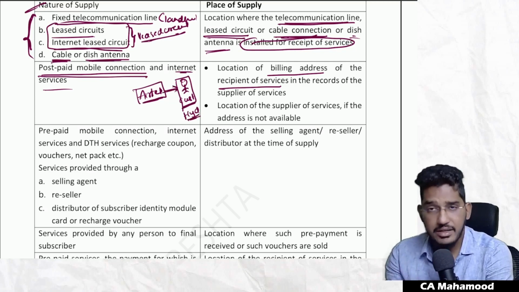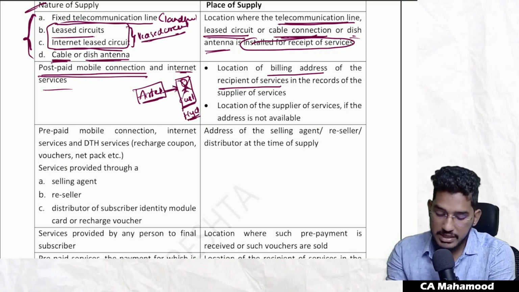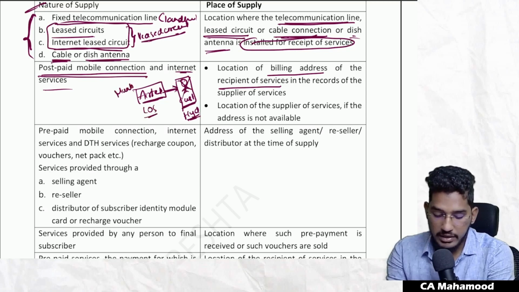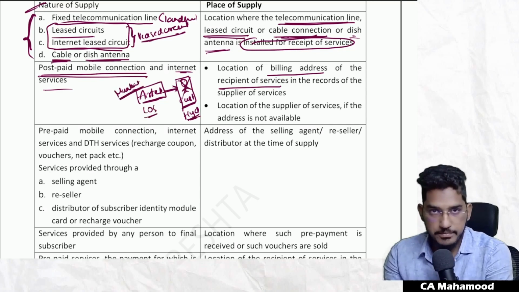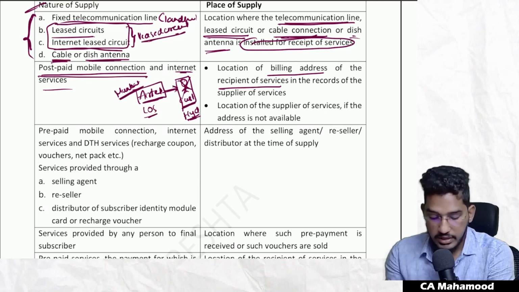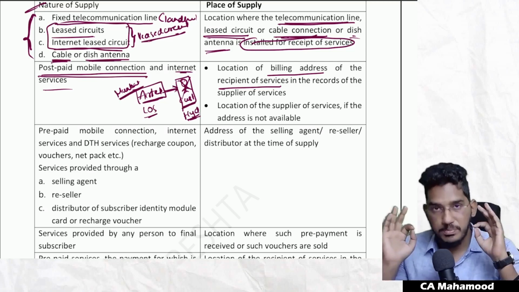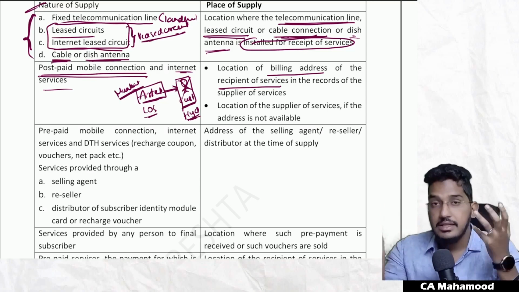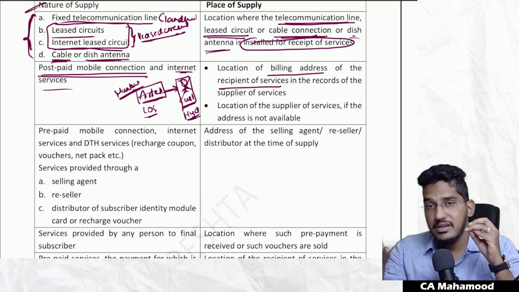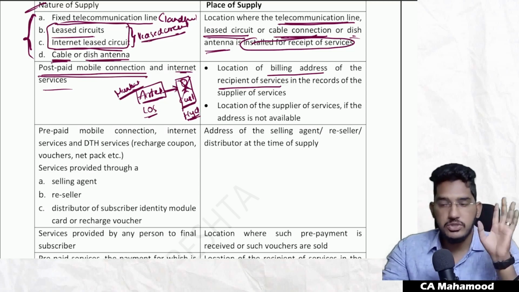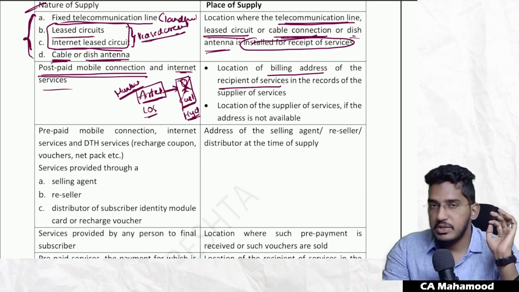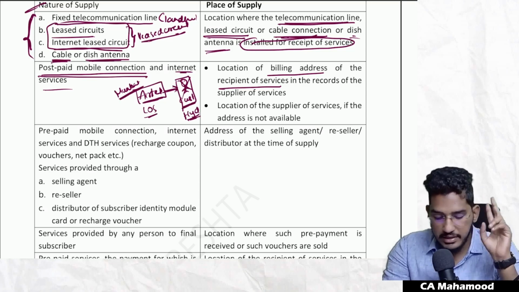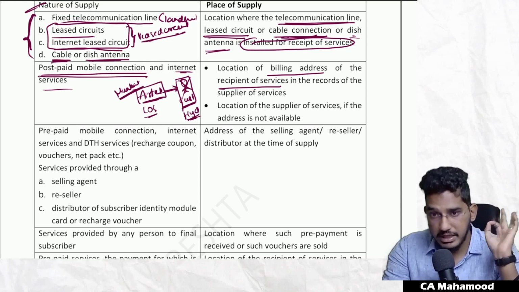Sir, what if the location of billing address is not available? Simple. If the recipient's address is not available, then location of the supplier. Assume that the services are provided by the Mumbai Airtel office. So this will become the place of supply. Able to understand? Everybody comfortable? So when it comes to postpaid mobile connection and internet services, the place of supply will be the location of billing address of the recipient as available in the supplier's records. Sir, in the supplier's records, the recipient's address is not there. Then simply the location of the supplier of services will be the place of supply. Able to understand, everybody? The second category of telecommunication services and how to determine place of supply.